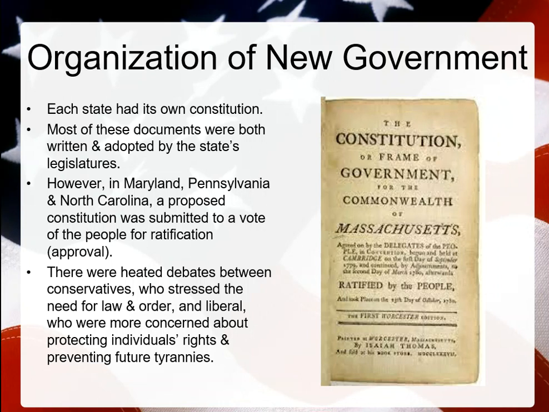There were heated debates between conservatives who stressed the need for law and order, and of course, you had liberals who were more concerned about protecting individual rights and preventing future tyrannies. So just to give you an idea, conservative means they don't want things to change too much, right? And liberal means that they're okay with more change, if you will. So just keep those things in mind because conservative and liberal today don't necessarily mean the same thing. I mean, this was a long time ago, over 200 years ago. So conservative typically means stay the same. Liberals typically means, we're okay with change.